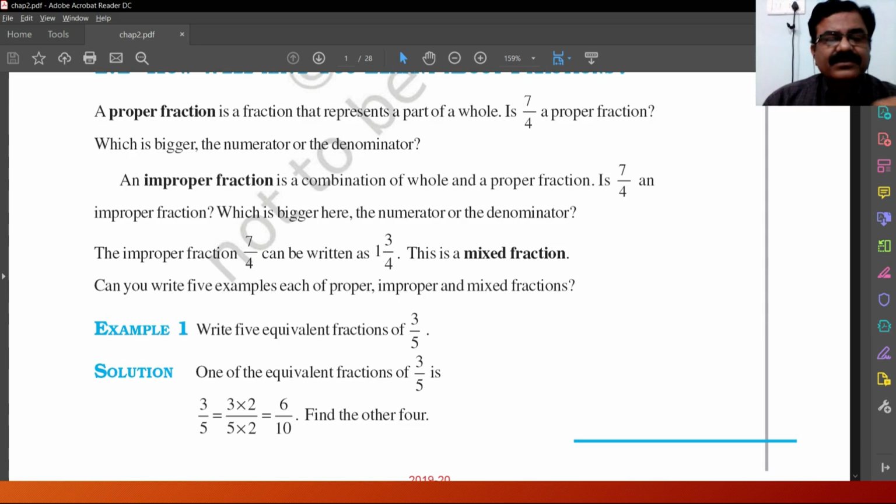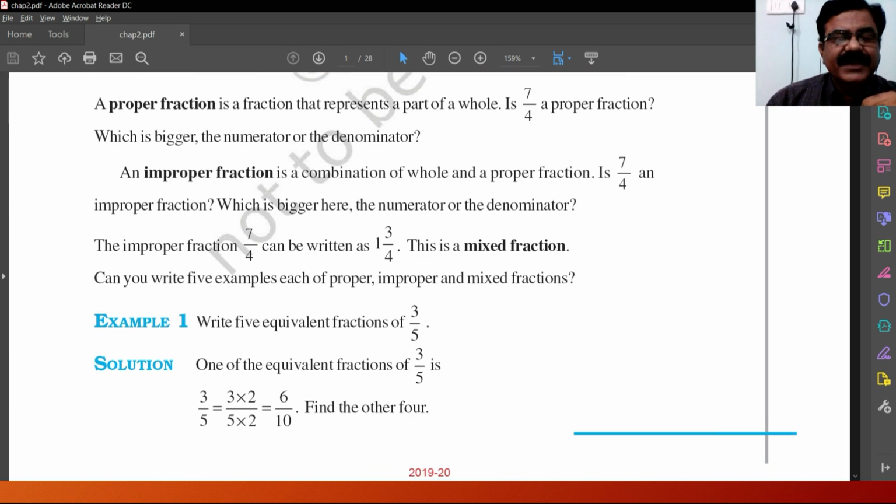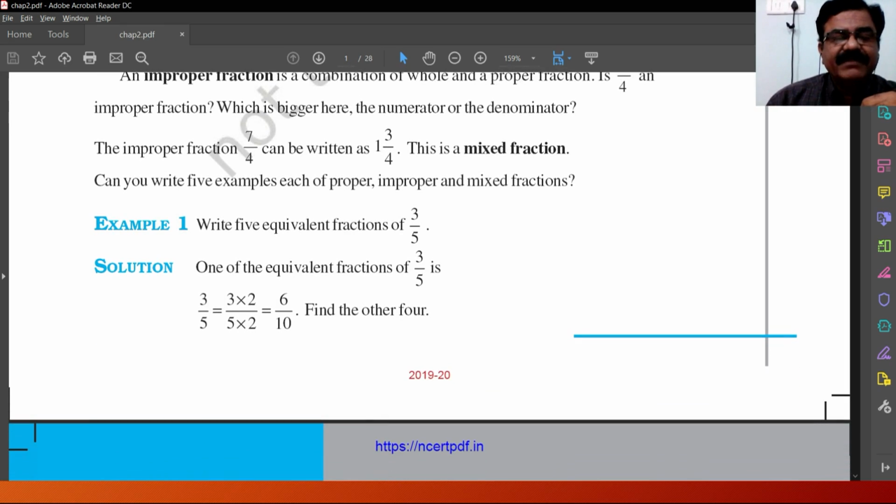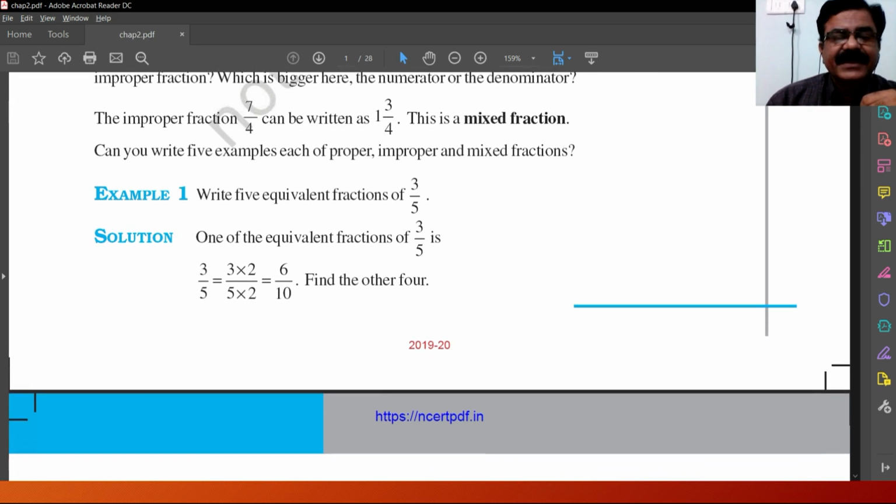Now you think about a fraction 3 by 5. Can you obtain its 5 equivalent fractions? How can you do it? You can see that for 3 by 5, if we multiply by 2 in its numerator and denominator, we obtain 6 by 10, and so on.